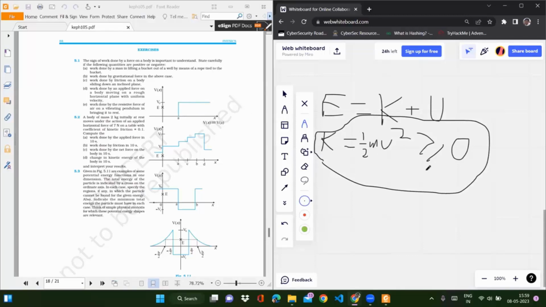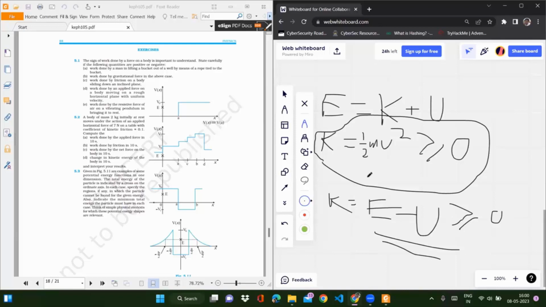As K is greater than or equal to 0, and by this equation E equals K plus U, we can say that K equals E minus U must be greater than or equal to 0. So from this equation, we can say that E will be greater than or equal to U. So the total energy must be greater than or equal to the potential energy so that the particle will exist in that region.